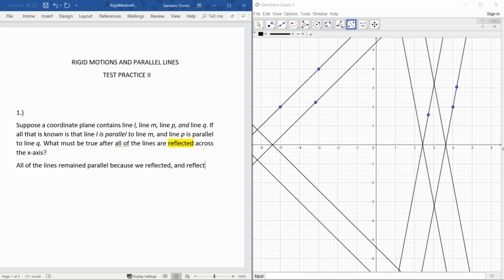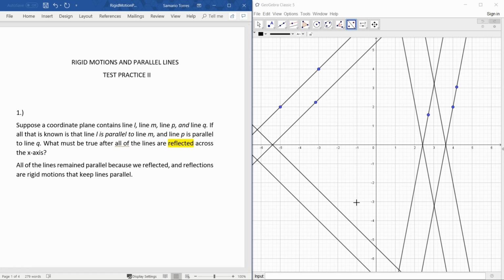And reflections are rigid motions that keep lines parallel. Okay, that's pretty much all we had to do. All right, guys. So all of the lines remain parallel because we reflected. All right, and reflections are rigid motions that keep lines parallel.